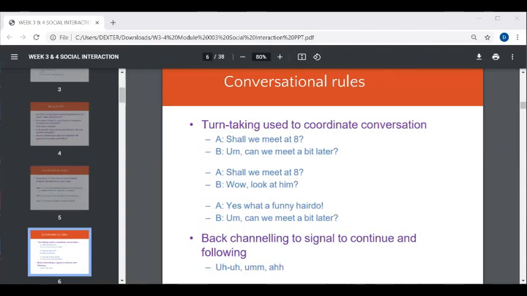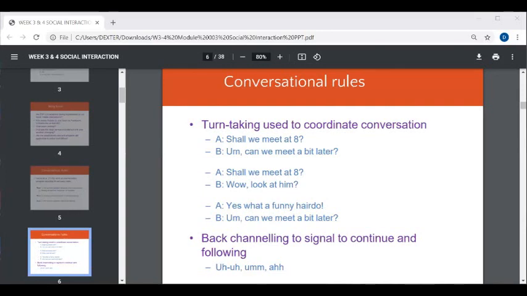So sometimes adjacency pairs get embedded in each other. So it may take some time for a person to get a reply to their initial request or statement. For example, A: so shall we meet at 8? B: wow, look at them. A: okay. Yes, what a funny hairdo. B: can we make it a bit later, say 8:30?